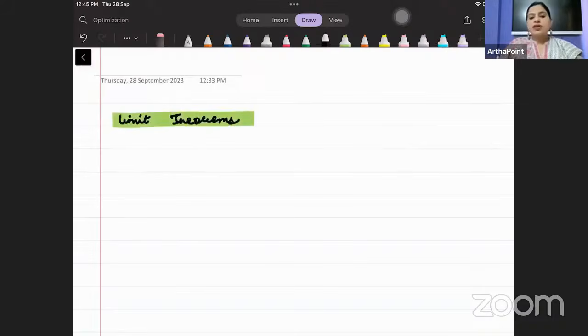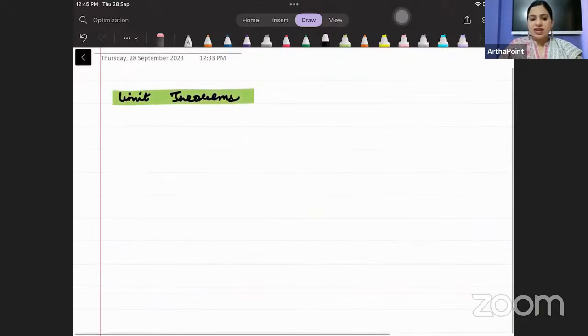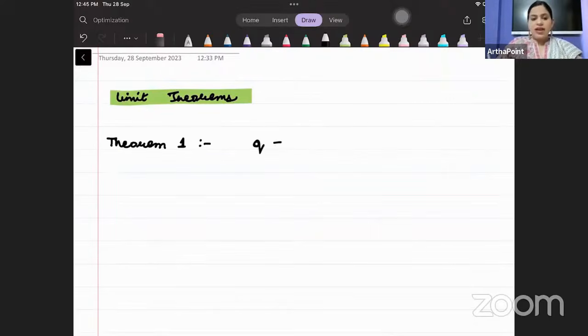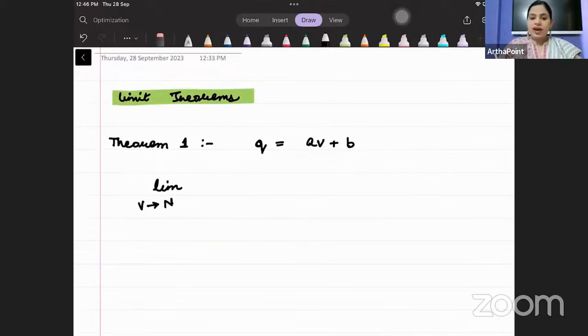Okay. But what is a limit theorem? In order to understand limit theorem, we start with the first theorem, theorem number 1. This theorem says that, let's say that Q is a function and Q is equal to AV plus B, right? And let's say that I want to approach V to N. And then beta, what will I do? I will just go ahead and say, find the value of Q as V approaches N.